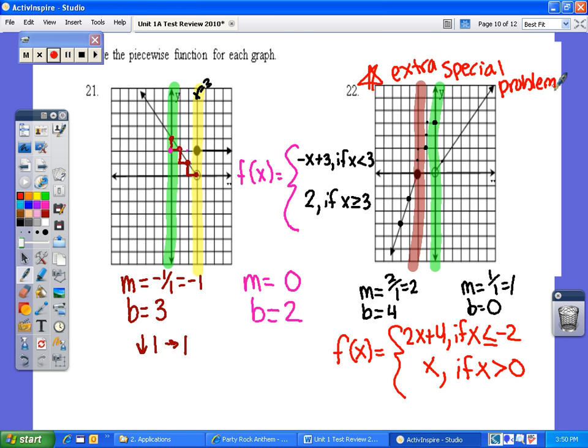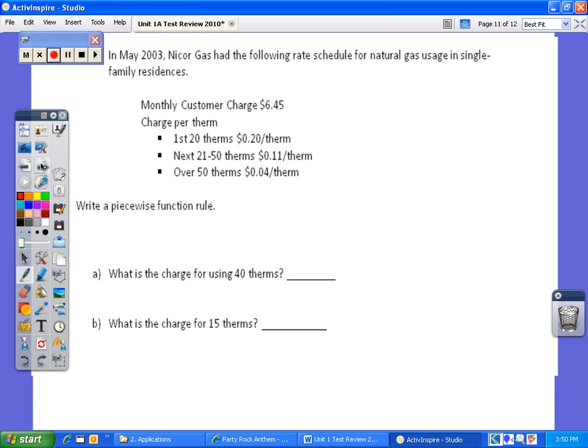All right, we're almost done. Woo! Okay, so now we have a word problem.